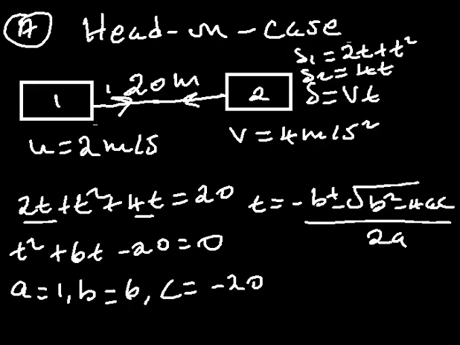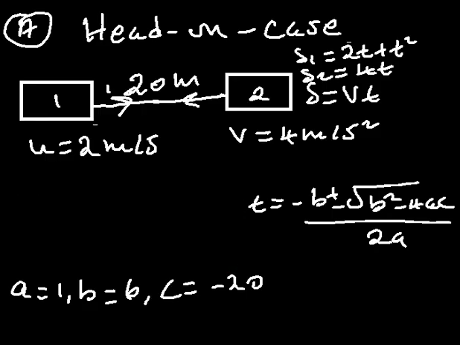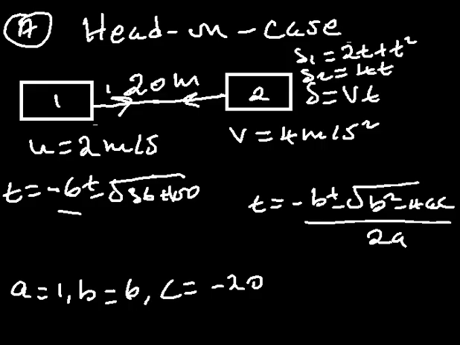And from there, you just have to substitute the values of A, B as well as the C. So time will be given as, what is B? We have it as 6 plus or minus square root of, now what is 6 to the power 2? We have it as 36 minus, now we have 4 times 1, that is A, and times negative 20, that is positive 100. That is positive 100 divided by 2 times 1, that is 2.